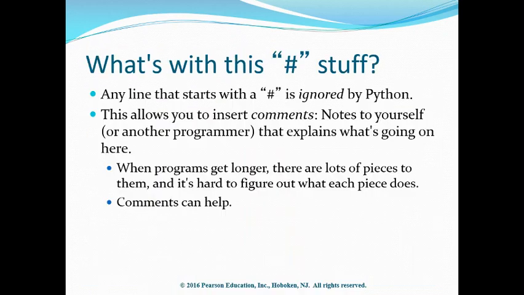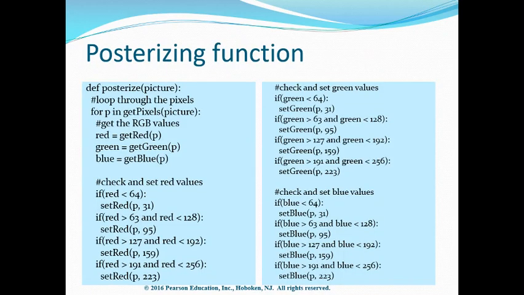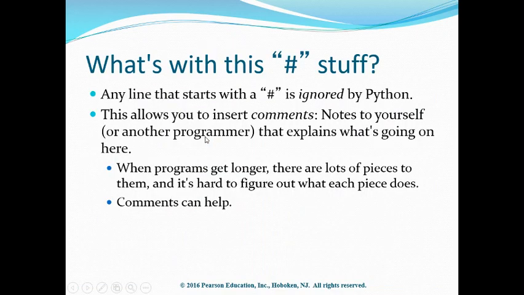So what's with the hashtag stuff? Like we said before, you can see quite a few hashtags or pound signs, whatever you want to call them, number signs. 1, 2, 3. This one just says loop through the pixels. I think we already covered this, but any line that starts with a hashtag or pound sign is ignored by Python. This allows you to insert comments, notes to yourself or another programmer that explain what's going on. When programs get longer, there are lots of pieces to them, and it's hard to figure out what each piece really does. So comments can definitely help to remind yourself or others who are working with you about what you're trying to accomplish with these different methods.